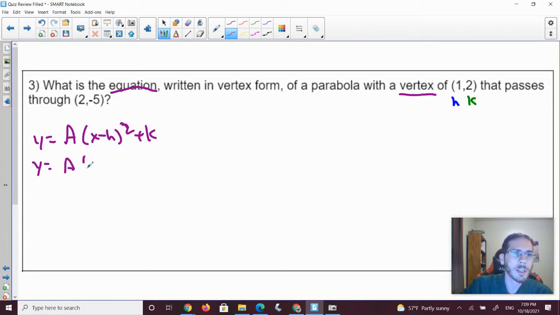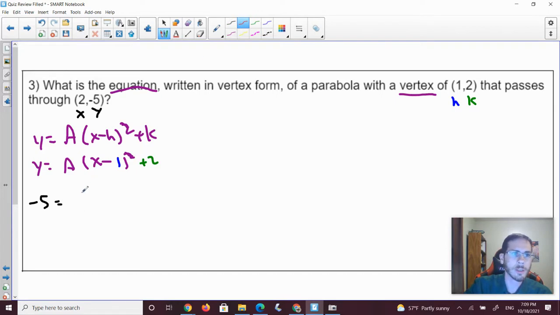Y equals a, (x minus 1) squared, and then plus 2. All right. So next we see we also have a point. For our point, we have to remember that that's x and y. So we're going to plug these in for x and y. So y is -5.